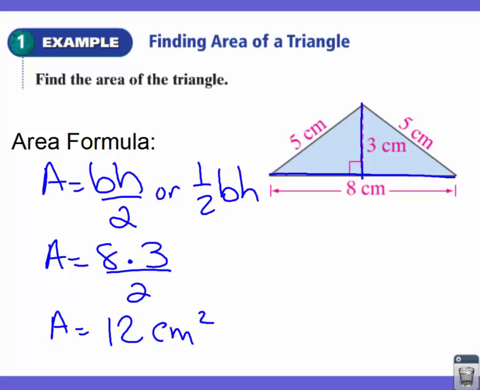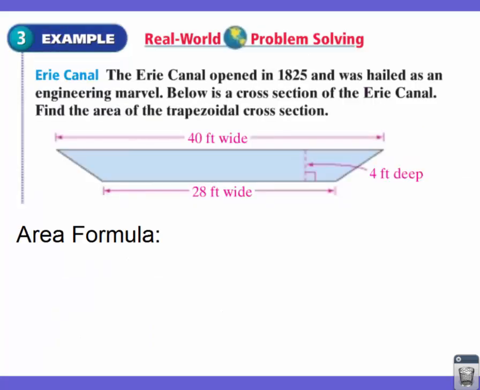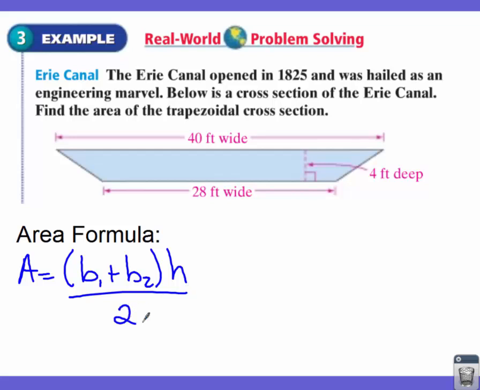Okay, now the next one that we're going to do, the next shape, is going to be the hardest shape that we have, and that is a trapezoid. Okay? The trapezoid has a very interesting formula, and it's based on the parallelogram formula. Okay? And the formula is A is equal to, parenthesis, B1 plus B2 times how tall it is divided by 2.